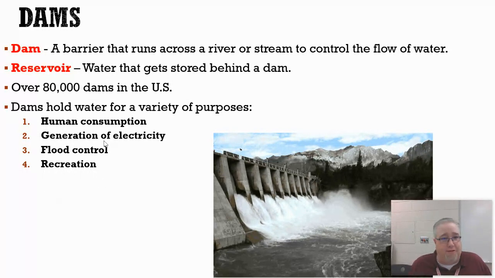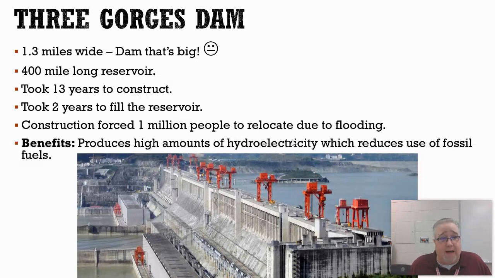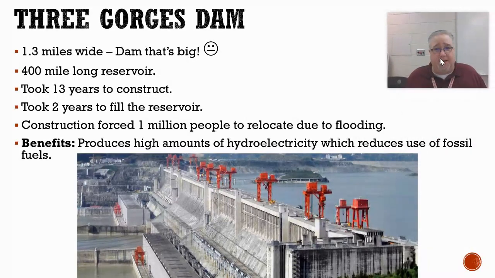But I would say these first three things are probably a lot more common than the fourth one is. This is Three Gorges Dam. The reason why I just want to bring this one up is because it is the largest dam in the world. It's 1.3 miles wide. It took 13 years to construct. The reservoir behind the dam is 400 miles long.